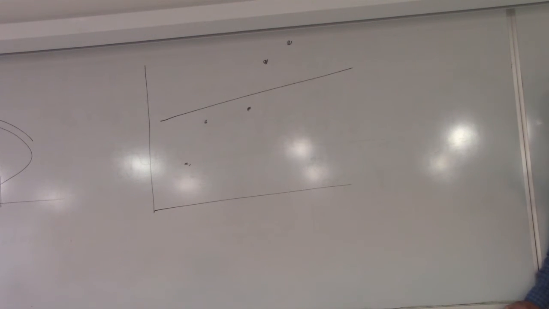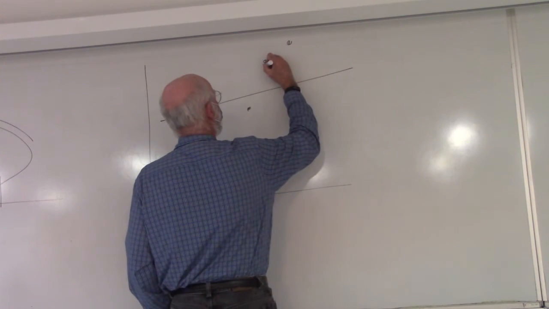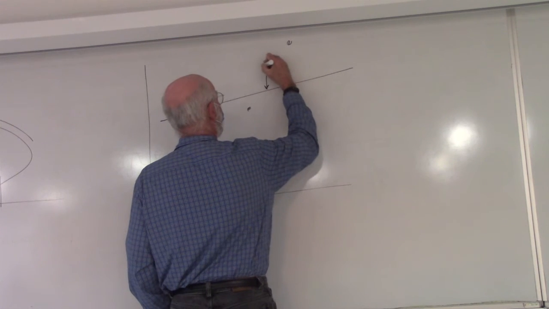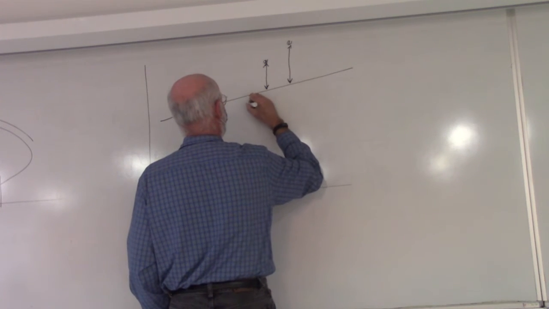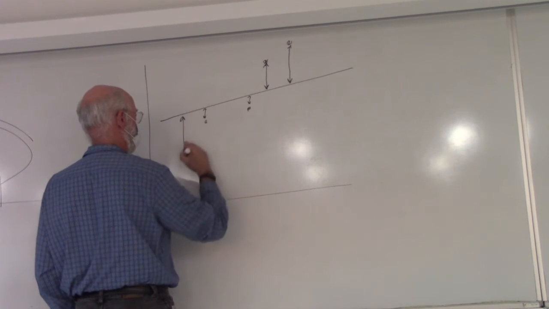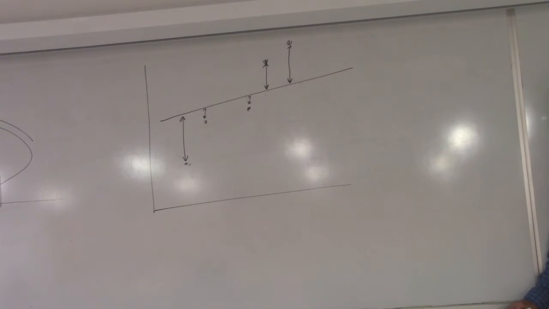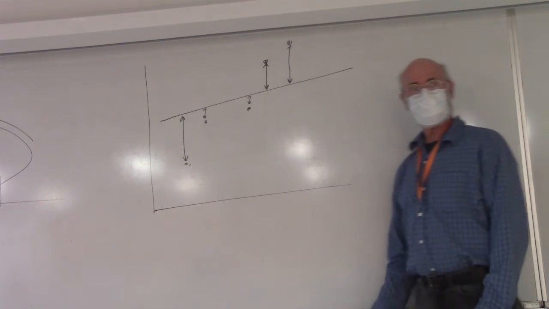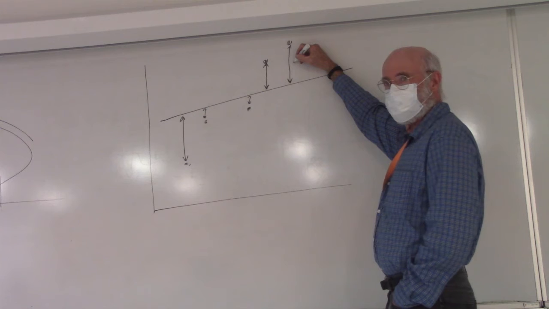What is it that bothers you? The line is far from the dots. Okay. Those distances between the line and the dots are big. If the line fit perfectly, those distances would be smaller, would they not? What are those things right there? What are those distances?